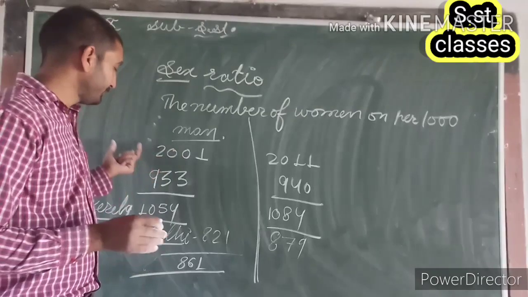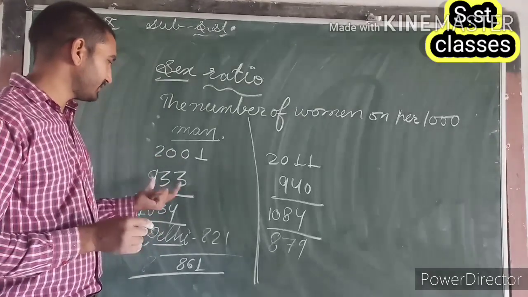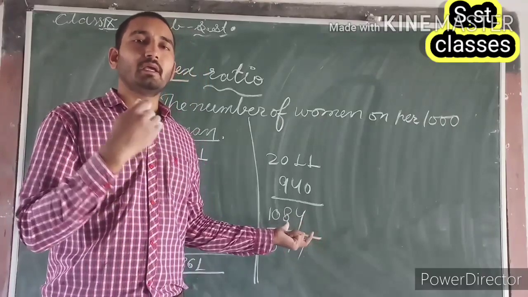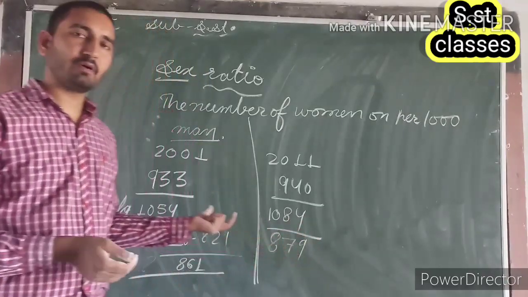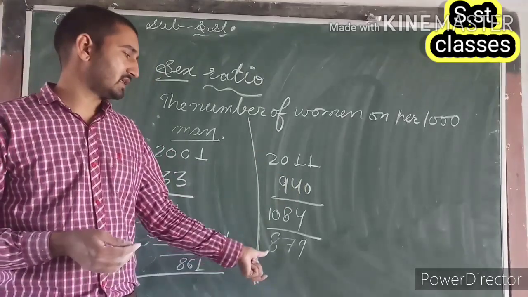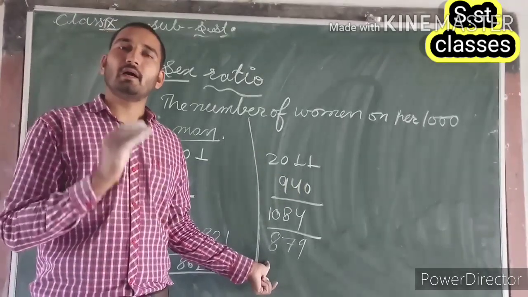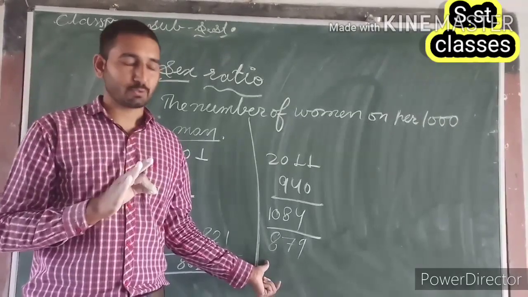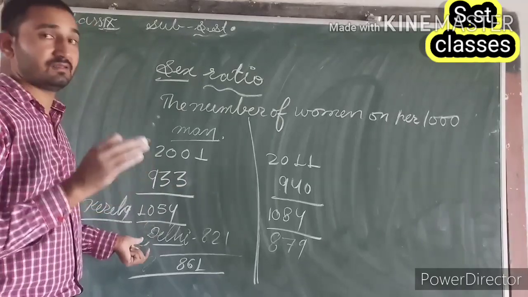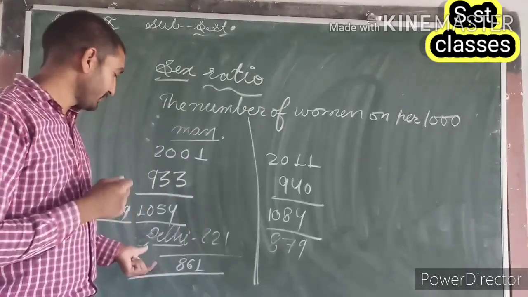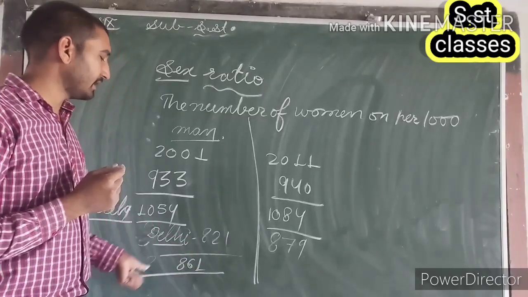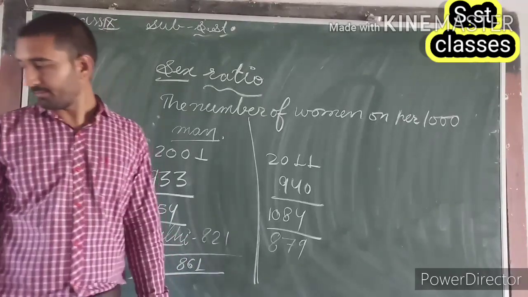Okay, so in this way, according to the different data available here, the highest sex ratio is in Kerala, which is 1054 in 2001 and 1084 in 2011. If we talk about the lowest sex ratio, then according to the census of 2011, it was 879 in Haryana. Haryana is a state with lowest sex ratio. And according to the census data of 2001, as it is mentioned in your book, in Delhi it was 821 and in Haryana it was 861.